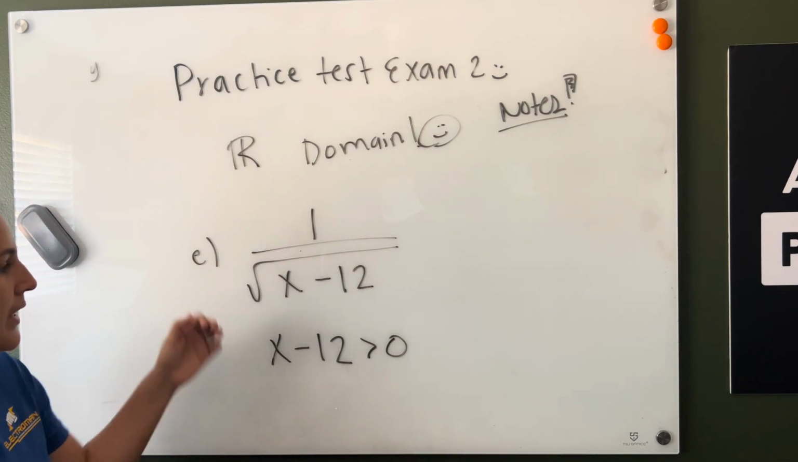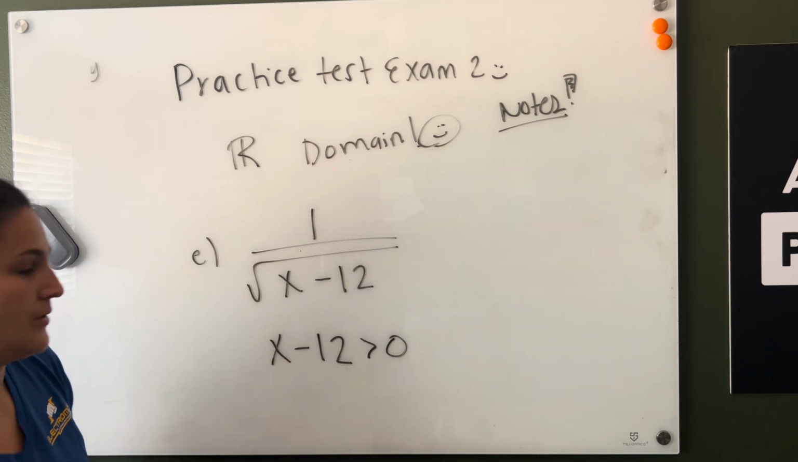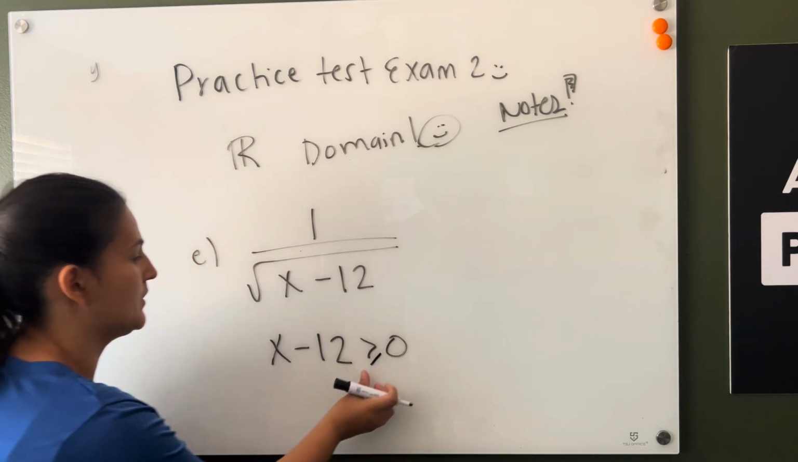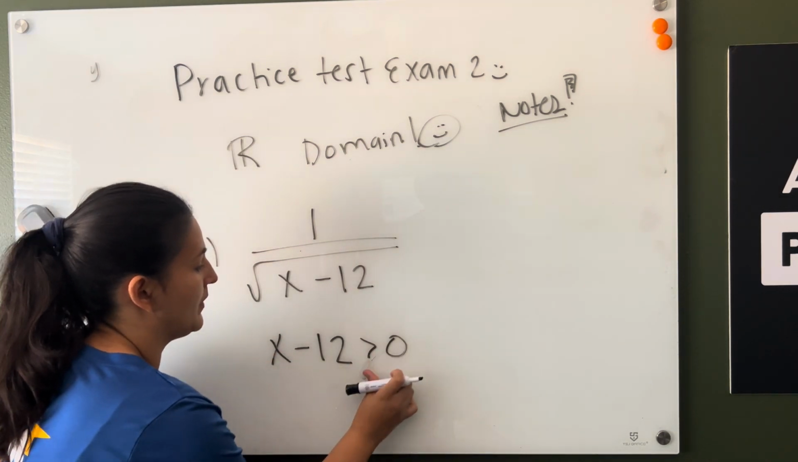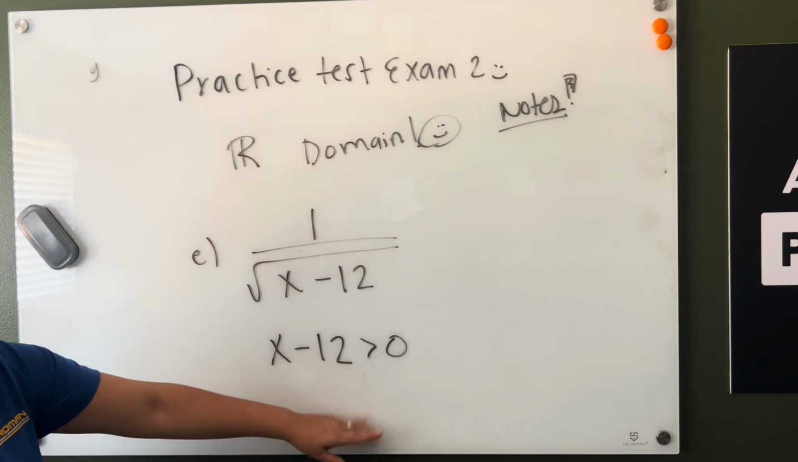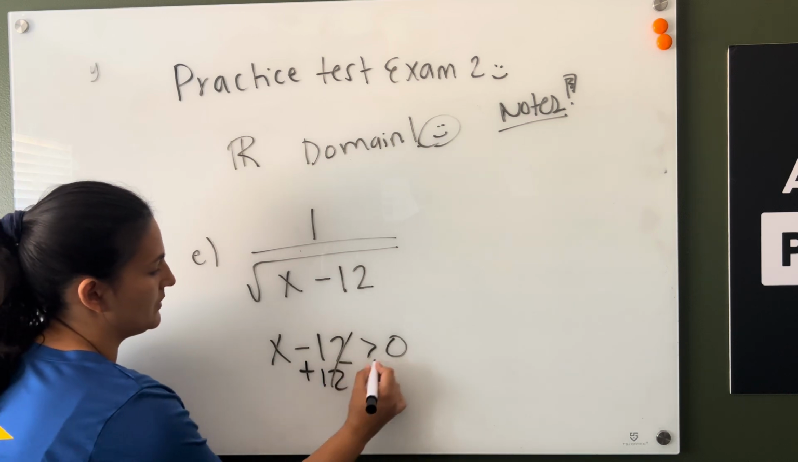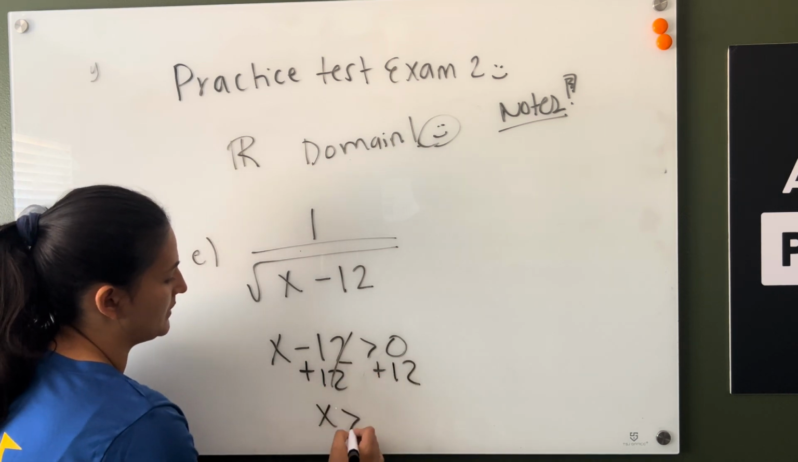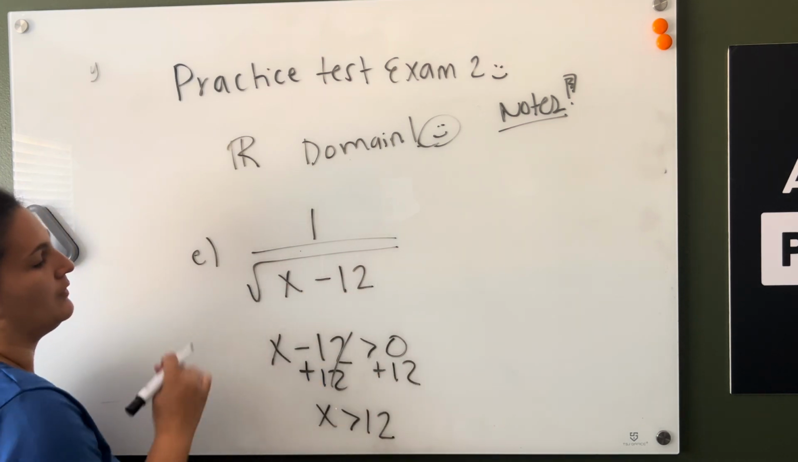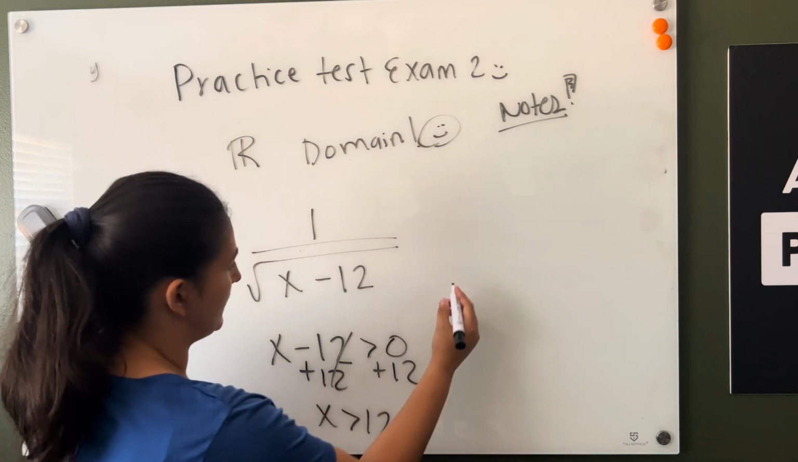But here, because it's in the denominator, I don't want 0, so I'm not going to include the equals part. I'm just going to make sure that it's a positive number. So therefore, just make sure that it's greater than 0, whatever that number in the square root is. And then from there, you just solve, and you get x has to be greater than 12 in order for this to be positive. Okay, and how do you write that in interval notation?